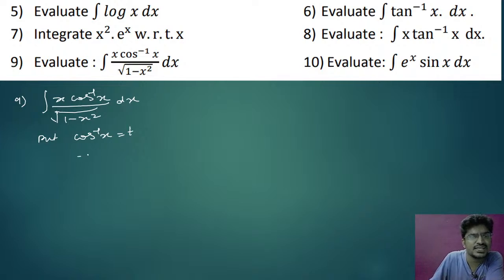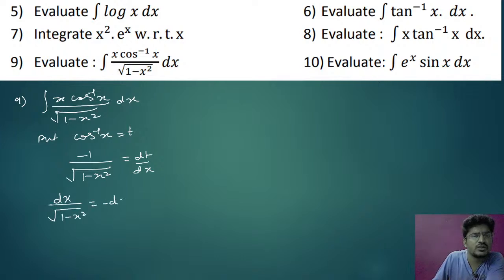Differentiation of cos inverse x is what? Minus 1 by root of 1 minus x square equal to dt by dx. So that will be dx divided by root of 1 minus x square is equal to minus dt. So now you can replace all these terms.